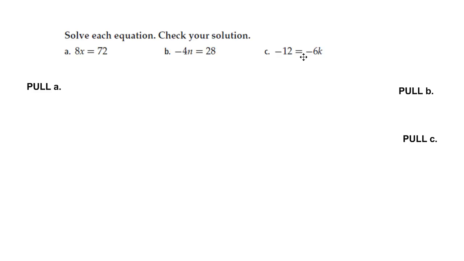Lastly, we have negative 12 equal negative 6k. Remember, we're always trying to get the variable by itself. The variable is multiplied by negative 6, so we want to divide by negative 6. So negative 12 divided by negative 6 gives us a positive 2. Those were some quick examples for you.